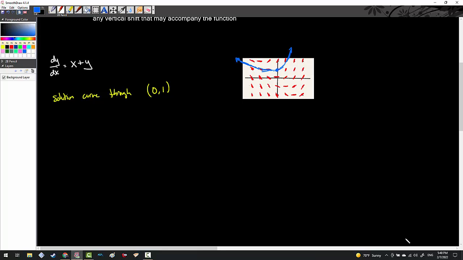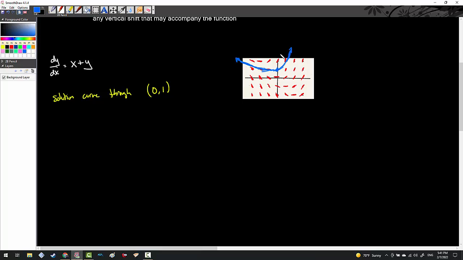So what that blue curve represents right here is the exact curve that goes through the point (0, 1). And again, you just follow the slopes as if they were a river guiding you on a journey through the canyon, and you just go with the flow on those ones. And so hopefully that makes sense.